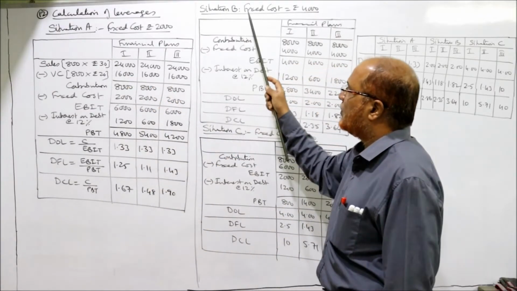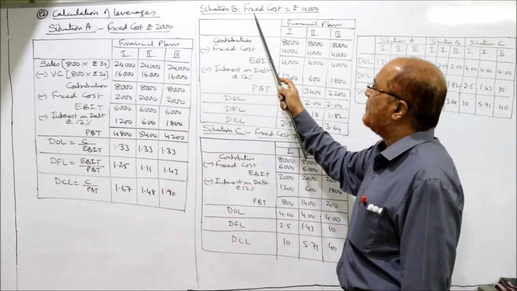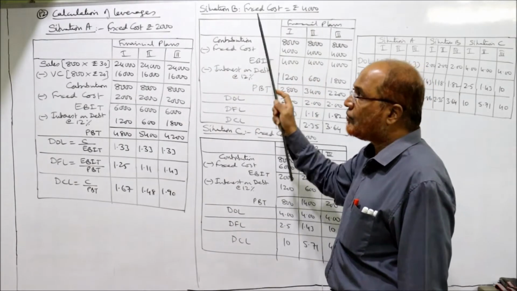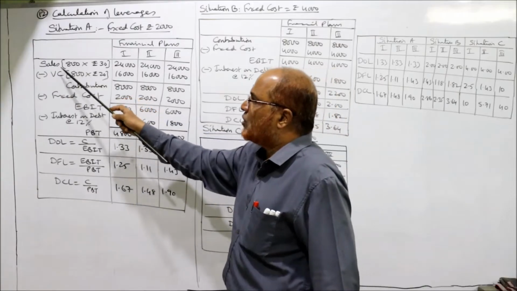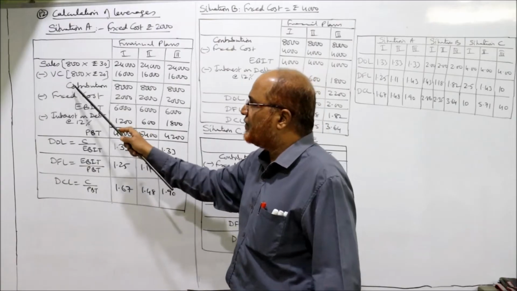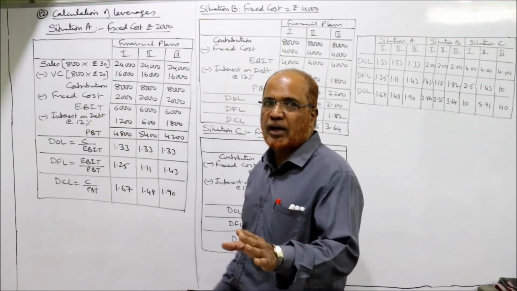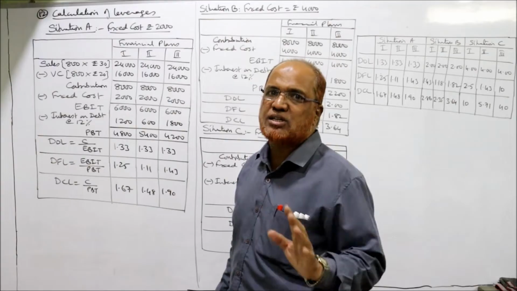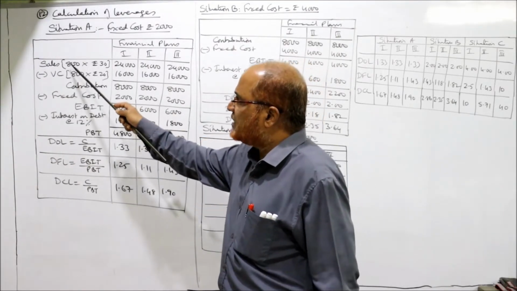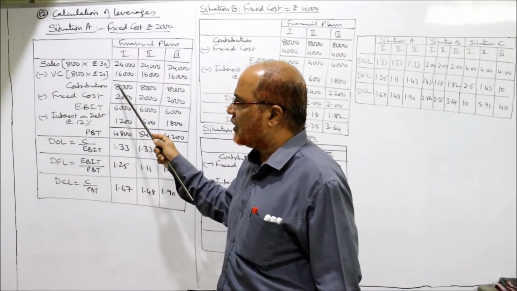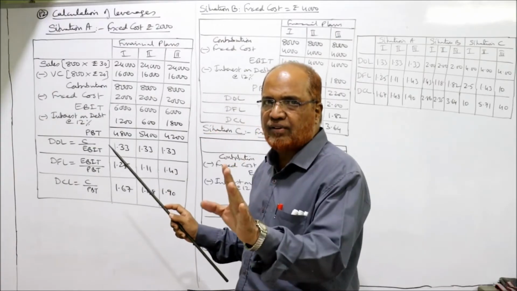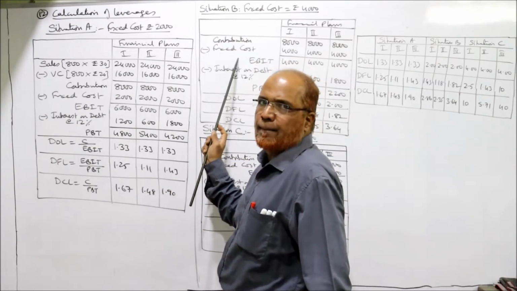Same procedure we have to follow for situation B. In situation B, the fixed cost is 4,000, here 2,000, it is 4,000. See here, the sales and variable cost will remain the same. In every situation, the changes occur from fixed cost onwards; before fixed cost there is no change. So instead of writing sales and variable cost again, we begin from contribution. Why unnecessarily write sales and variable cost again and again? Once written is enough.